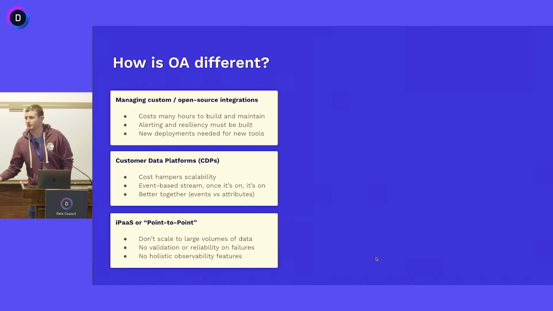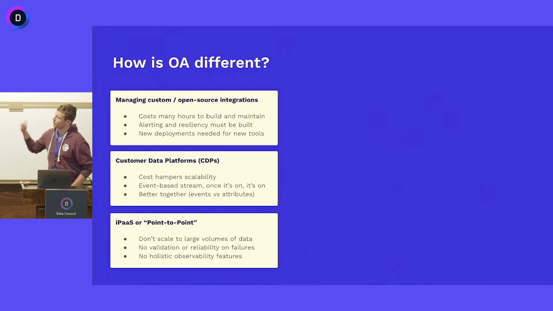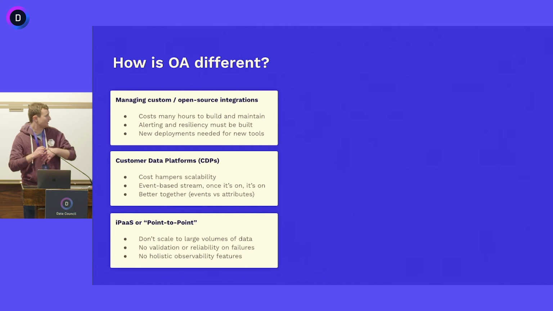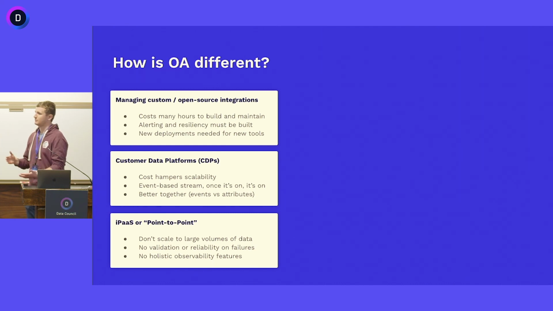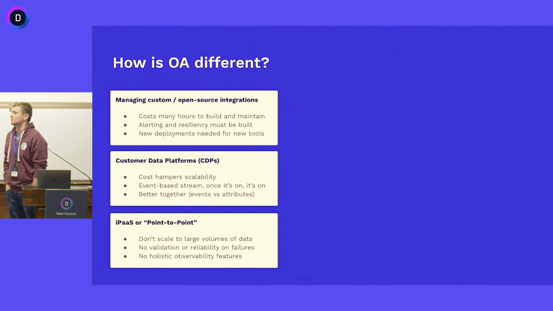Another one is customer data platforms. Why is that different? Once you turn on a stream from a CDP, it's on, like you turn on the hose and it starts going. These are event-based systems, so they capture one event at a time, like a click or page view. They're really good at event capture and identity stitching, but they weren't designed to give observability into uploads into tools, or imports into different data systems.